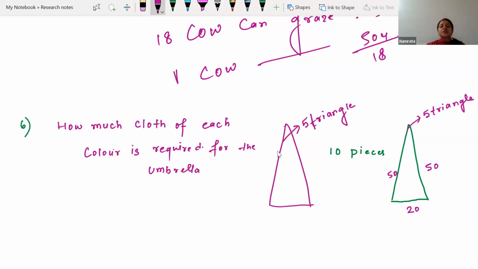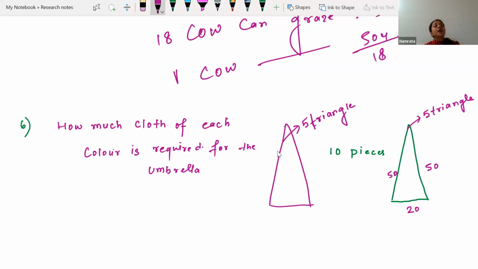So each color means what? Either we are going to focus on the purple one or we are going to focus on the green one. All are having the same measurement. So at first we will be finding the area of one triangle. How many total triangles are there? 10 triangles. So at first we will be finding the area of one triangle.